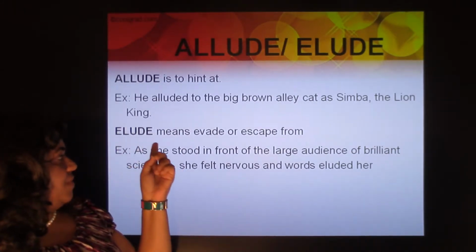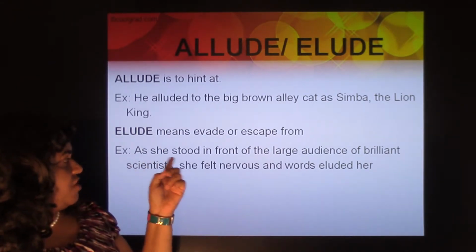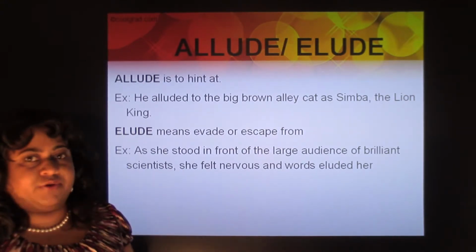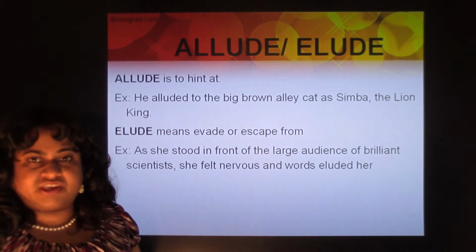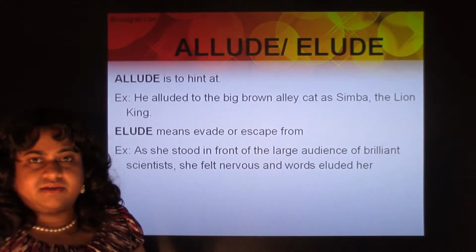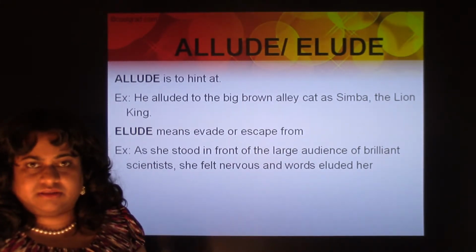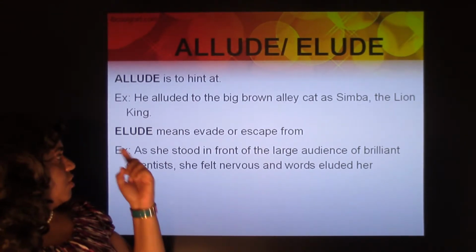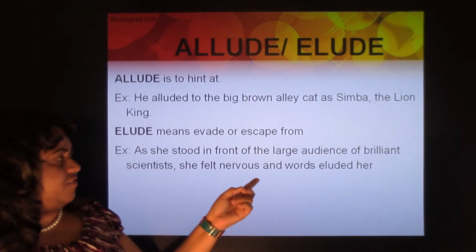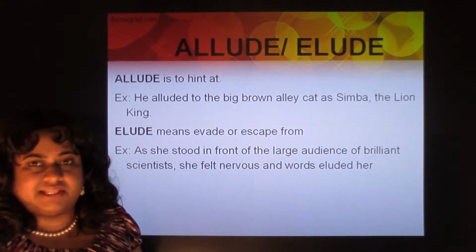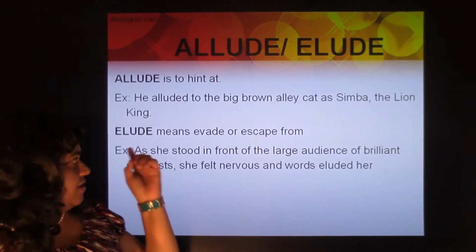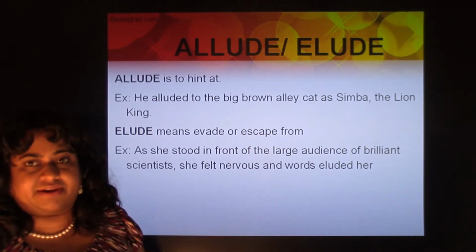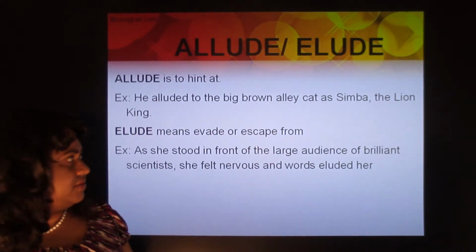So, elude means to evade or escape from. As she stood in front of the large audience of brilliant scientists, she felt nervous and words eluded her. It means she went up on stage and became so nervous that she could not speak. The words eluded her. So she was not able to get the words to talk. It's usually used in the context of words eluding someone or some emotions eluding someone. So if you're using a sentence with elude, it's like something goes away without you being able to get it. That's how you usually use it.